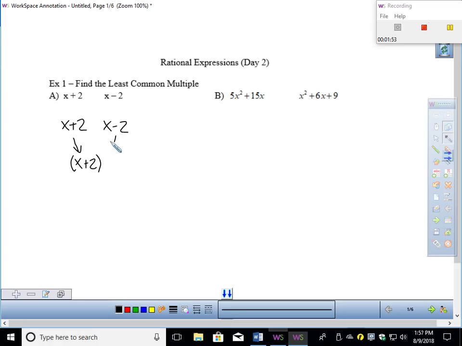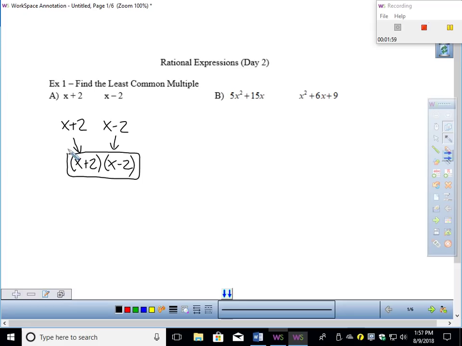And then x minus 2, we need that one from the other list. And as you can see, if we've got these two prime polynomials, the least common multiple would just be the product of them. So we took them both. Great. Let's move on to Part B then.